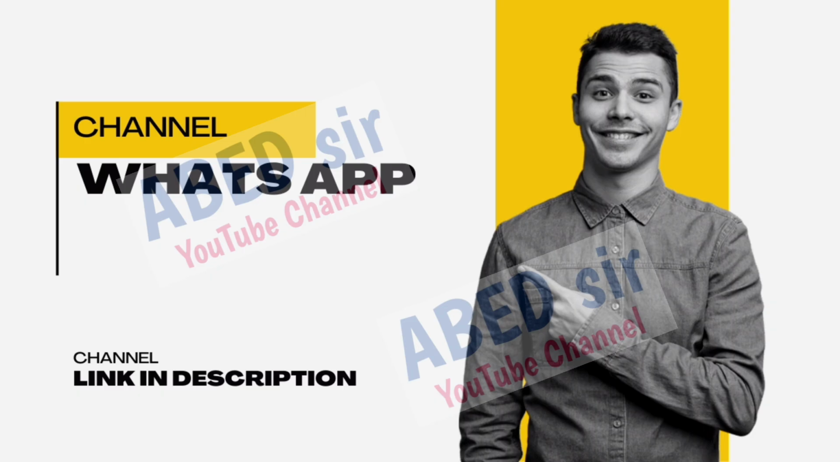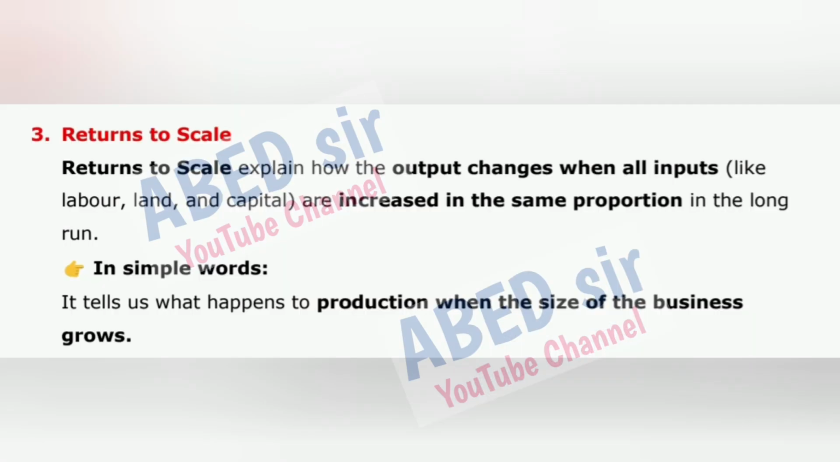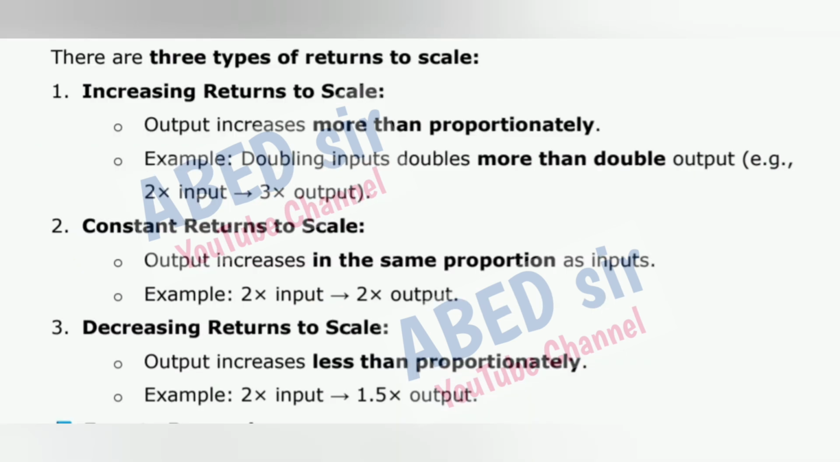Next important short question is returns to scale. Returns to scale explain how the output changes when all inputs, like labor, land, and capital, are increased in the same proportion in the long run. In simple words, it tells us what happens to production when the size of the business grows. There are 3 types of returns to scale. Increasing returns to scale: output increases more than proportionately. Example: 2 times input, 3 times output.